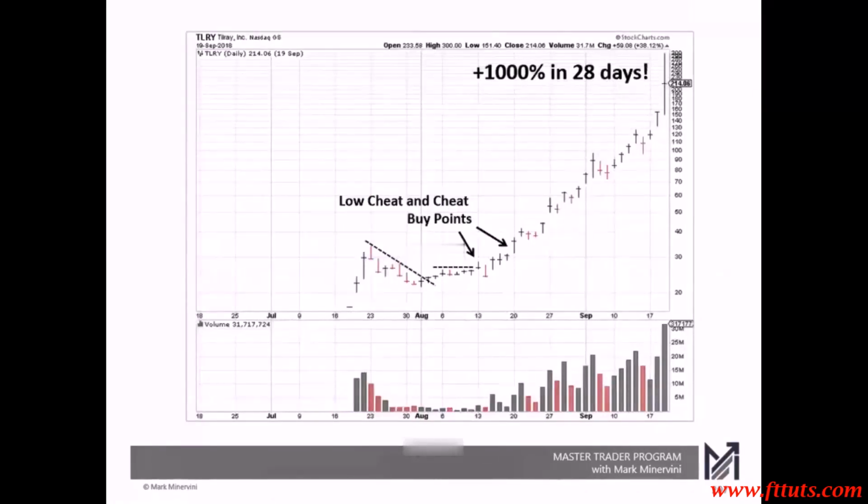TLRY, of course, is Tilray. Some of you might remember this. This was a little while back, but this stock came off of this. It was a little bit of volatility on this right side here, but it was real tight. Had that same classic low cheat setup after an IPO. Very similar. If you flash back to Twitter, Google, it looks so similar. This stock went up 1,000% in 28 days. So this is the power of timing these things properly.